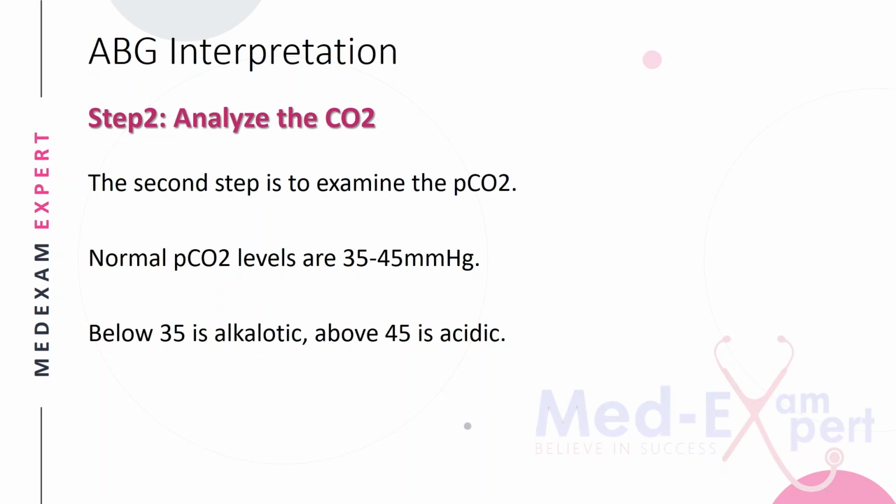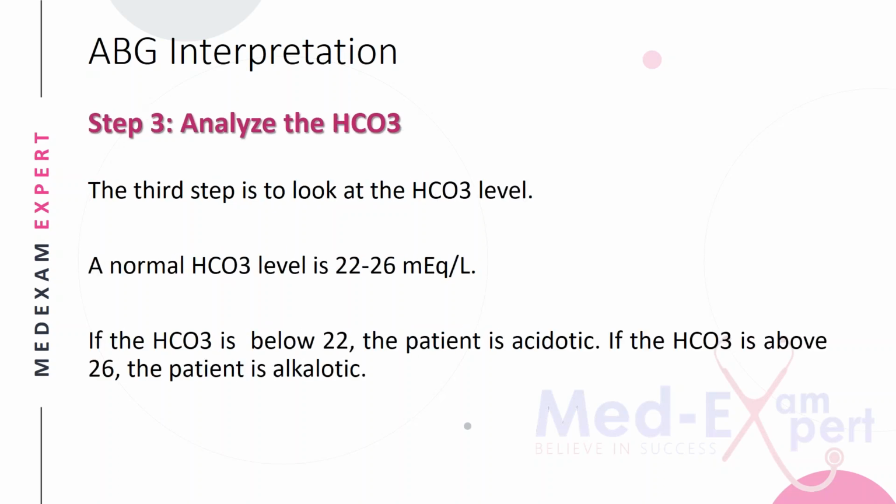And of course, I'm going to do the same for the other arm, the bicarb. I'm going to check the level of bicarb. I know that the normal level of the bicarb is from 22 to 26 or 28 according to the reference in the exam. And if it's below 22, then the patient is acidotic. And if the bicarb is above the normal level, the patient is alkalotic.